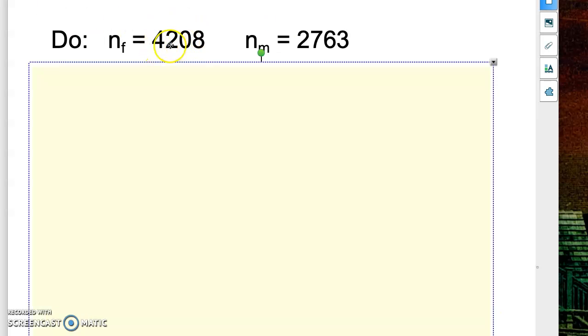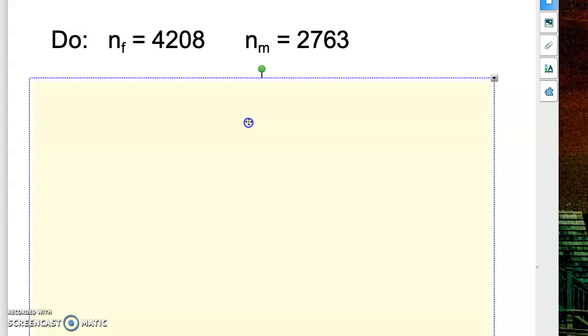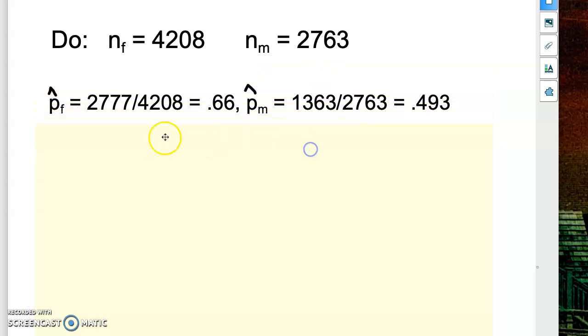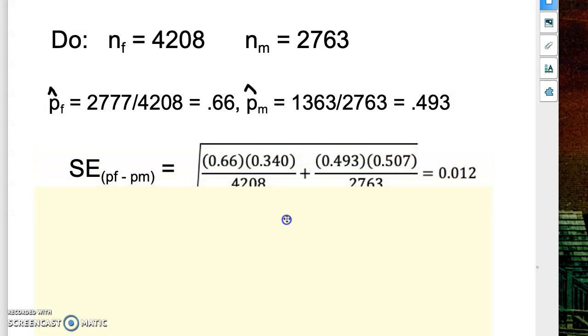Okay, so here are the numbers. So the number of males driving with female passengers, the number of males driving with male passengers. Okay, so the proportions, we just take the ones wearing their seatbelts divided by the total: 0.66 for female passengers, 0.493 for male passengers. Notice the hats on the P's.